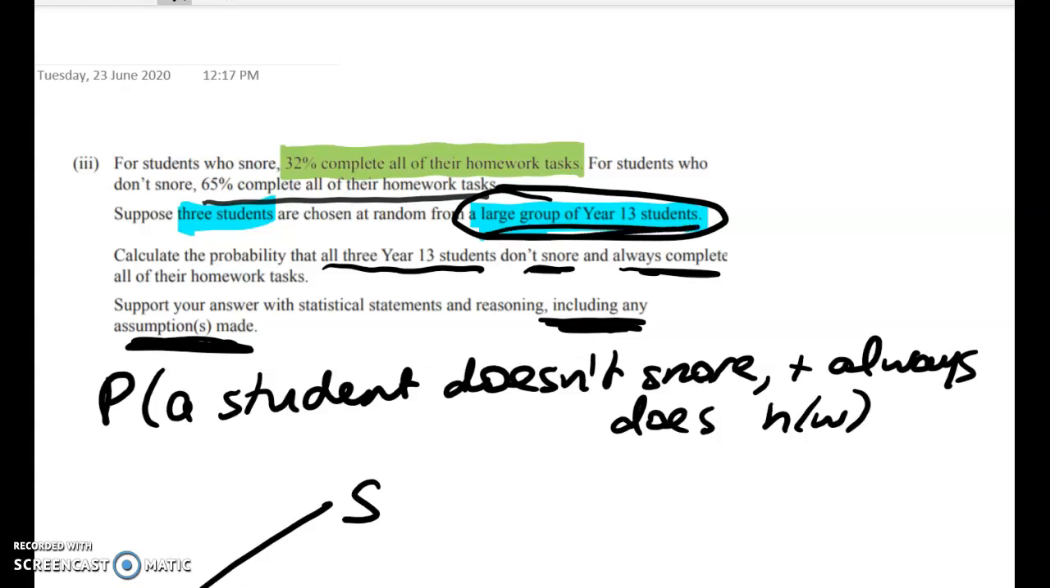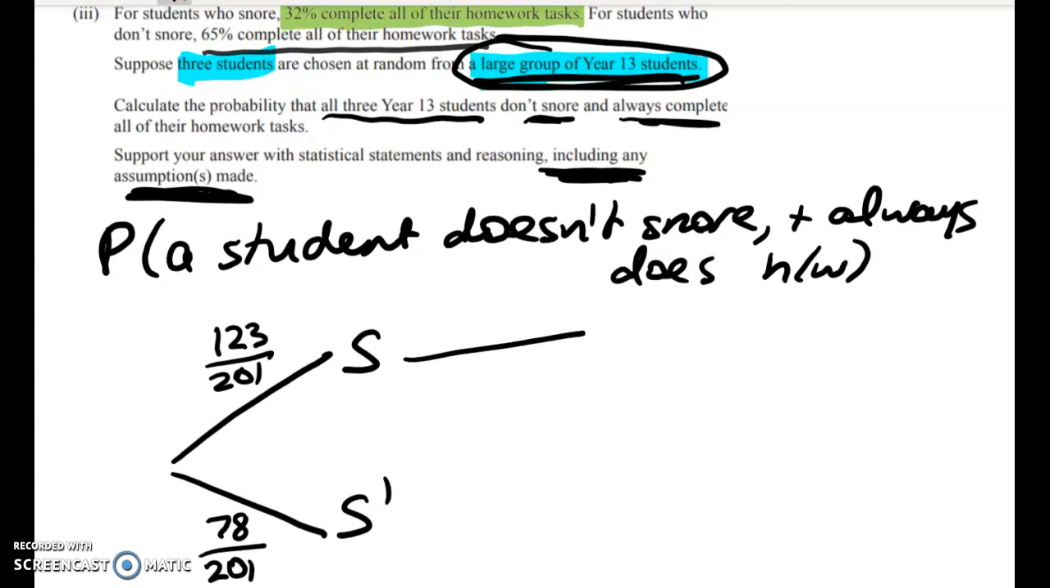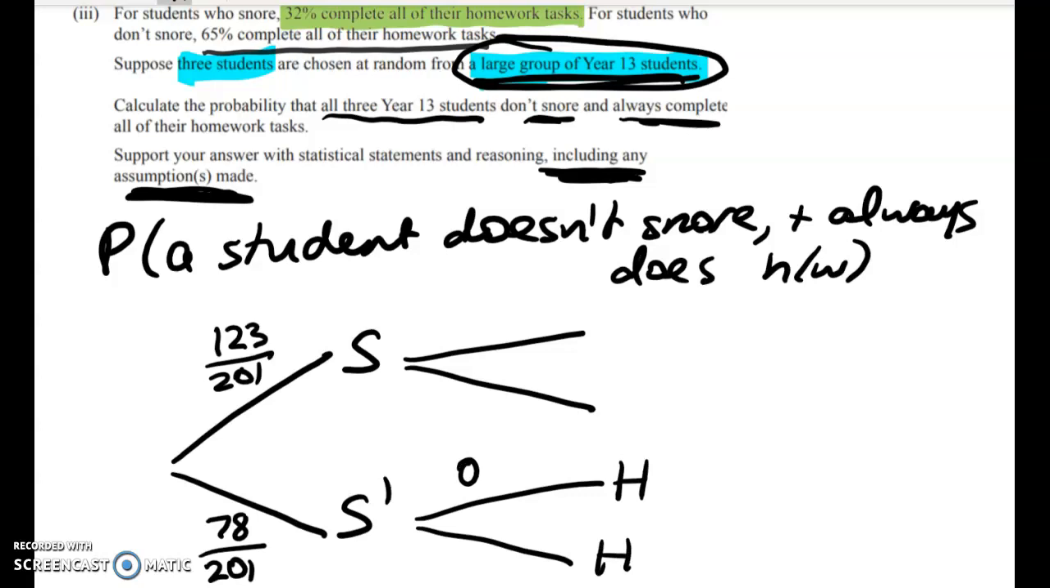So we're going to say, let's assume that the probability of snoring is the same as it was before, so 123 out of 201, and we had 78 out of 201 who didn't snore. And then we're given this information for the next bit. So we want don't snore and always complete all of their homework tasks. So do all their homework is 0.65. So we don't need to fill out the rest of the tree.